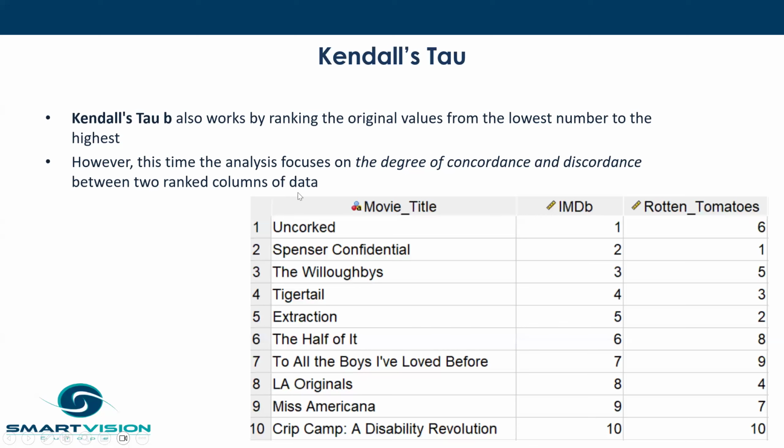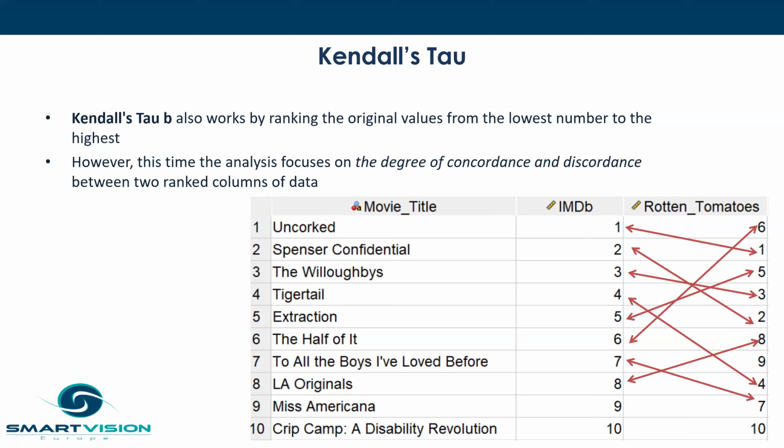So here we have a little data set where we're looking at things like movie title. We've got these 10 different movies, and I just looked at their IMDb rank and the Rotten Tomatoes rank relative to each other. What Kendall's tau b does is look at where the ranks are relative to each other, how much disagreement there is between how IMDb ranks the movie and how Rotten Tomatoes ranks the movie. So it's kind of interesting in that sense, where the differences are in terms of their ranks.